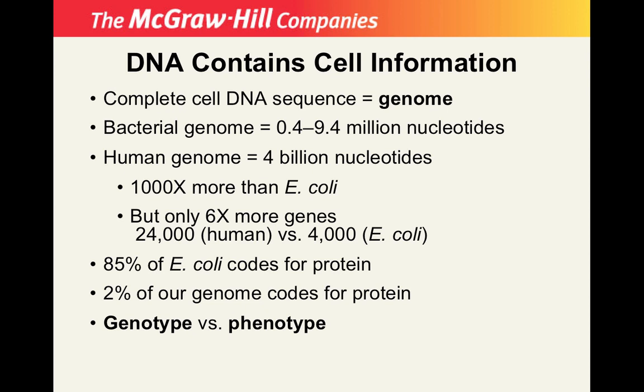So you can see that our genome is about 1,000 times larger than E. coli, but it only has 6 times more genes, and that's because the bacterial genomes are basically just all genes, no junk. A little bit of junk, but not that much. And there's no splicing out, so whatever's there gets read, gets transcribed, translated, all that good stuff. So for E. coli, 85% of their genome codes for protein, whereas in our genome we get about 2%. So it's definitely not a bad thing to have a small genome, especially if you're a prokaryote.